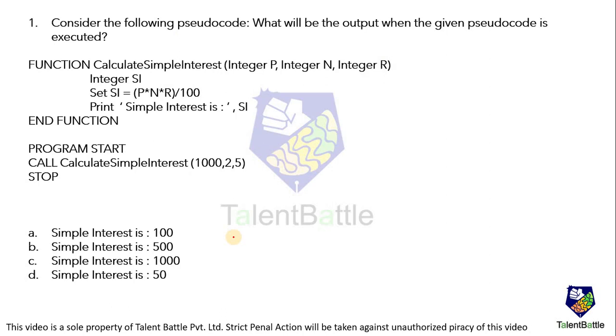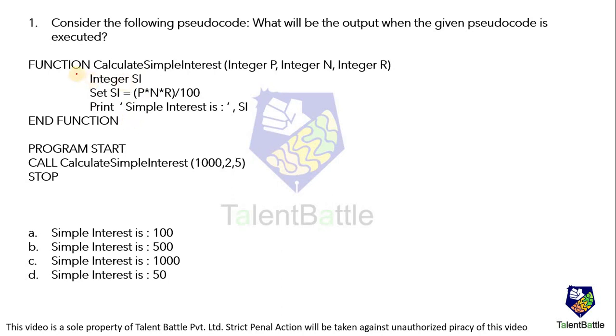See, the first question. This is a pseudocode question. Consider the following pseudocode and what will be the output when the given pseudocode is executed. So pseudocode, as we all know, is a dummy code and that will help us to understand the programming logic only. So if you are able to figure out the flow of the program in the provided pseudocode, then we can easily figure out the output.